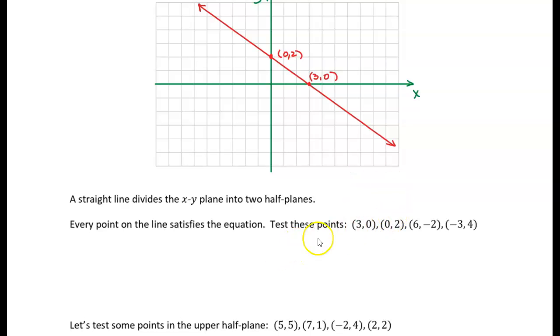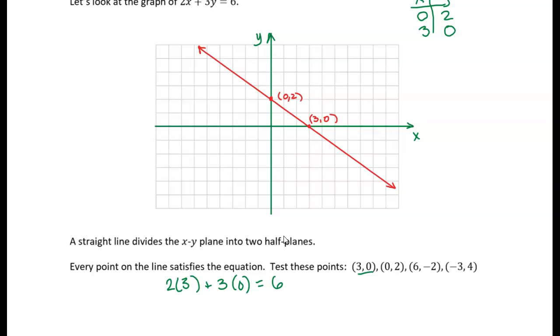You can already see that I have 3, 0. If I plug that into my original equation, 2x plus 3y, in this case x is 3 for this particular point and y is 0, so 2 times 3 plus 3 times 0 adds up to 6. Actually, maybe I can show that on there. That was our equation. So this satisfies the equation because it makes the equation true.